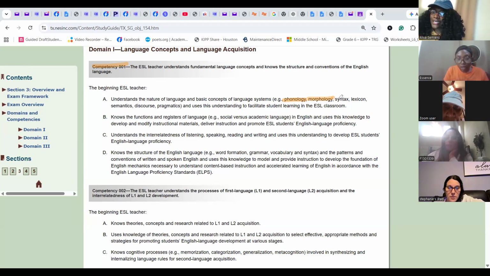Syntax. Syntax is sentence structure. Typically, if a student is like, "me want juice." This test, of course, is very emergent bilingual heavy, so you would use sentence stems to help those students.